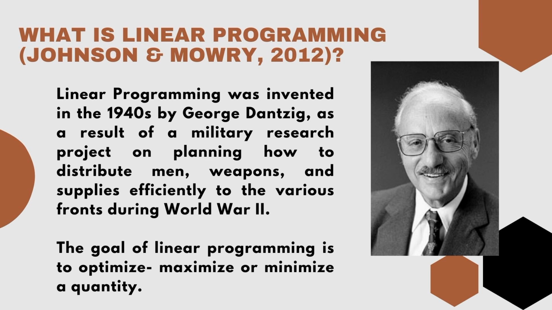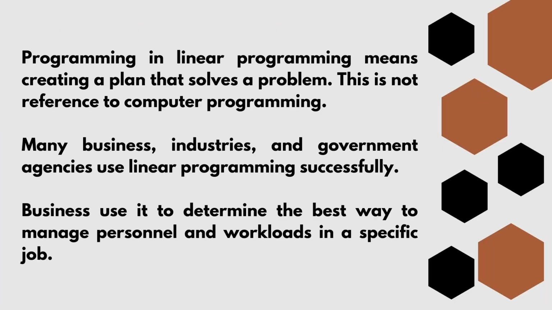The goal of linear programming is to optimize. When we say optimize, it is to maximize or minimize. Optimize is making the best or most effective use of a resource. Maximize is to increase, and minimize is to reduce. Programming in linear programming means creating a plan that solves a problem. This is not a reference to computer programming.